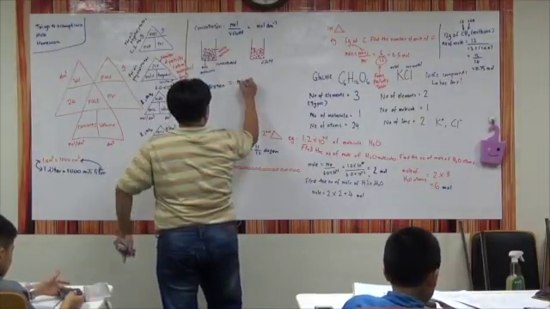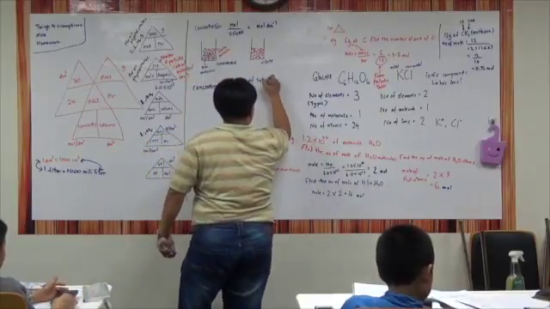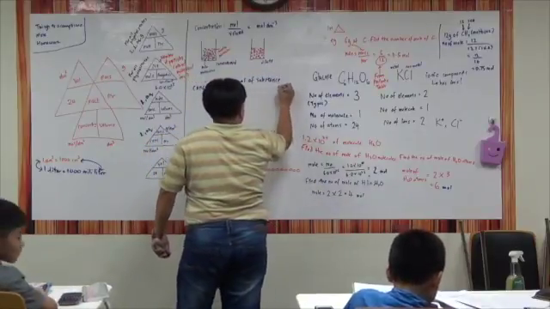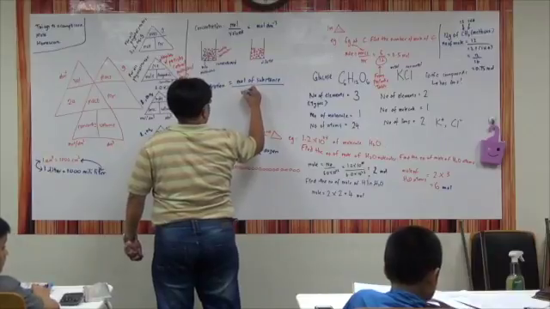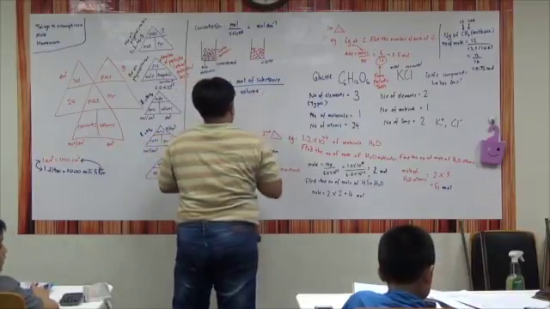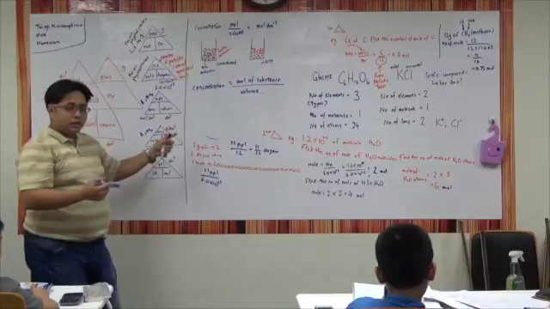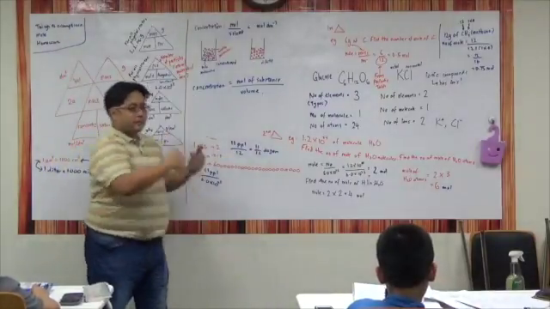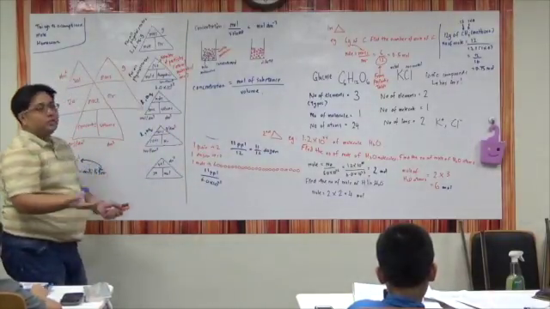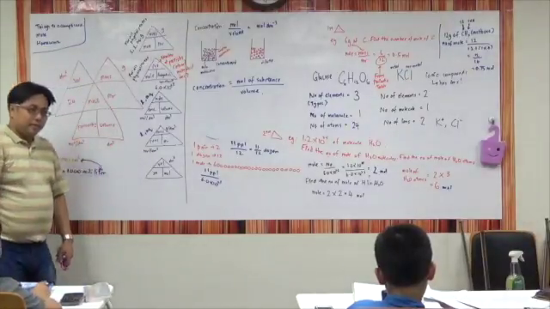You find the number of moles of the substance, and then you divide it by the volume. So you just need to find the concentration. Sometimes they may give you the concentration and ask you to find the mole. Sometimes they may give you the concentration and the mole, and ask you to find the volume.